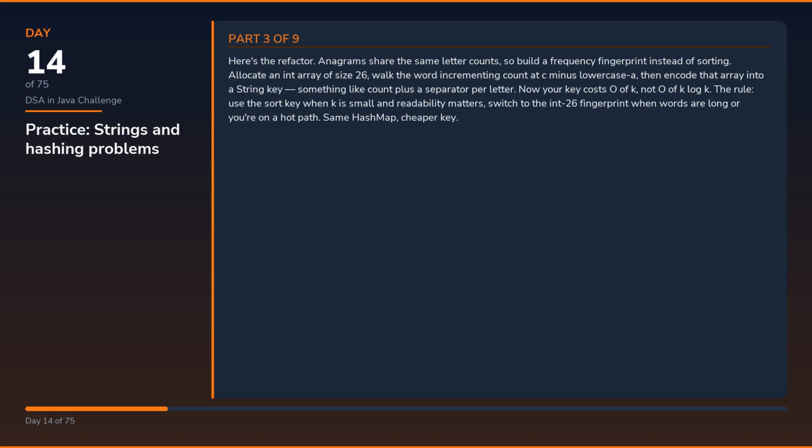Here's the refactor. Anagrams share the same letter counts, so build a frequency fingerprint instead of sorting. Allocate an int array of size 26. Walk the word incrementing count at c minus lowercase a, then encode that array into a string key. Something like count plus a separator per letter. Now your key costs O(k), not O(k log k). The rule: use the sort key when k is small and readability matters. Switch to the int[26] fingerprint when words are long or you're on a hot path. Same hash map, cheaper key.